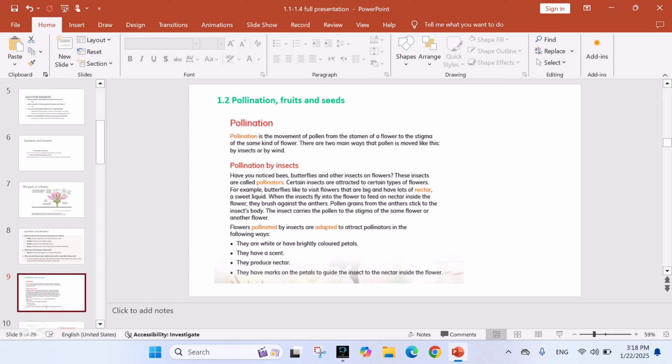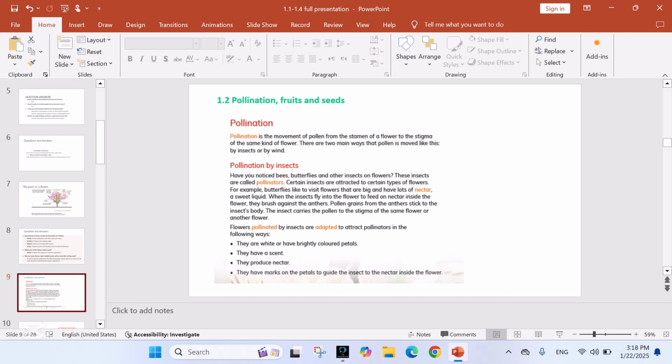When the insects fly into the flower to feed on nectar inside the flower, they brush against the anthers. Pollen grains from the anthers stick to the insect's body. The insect carries the pollen to the stigma of the same flower or another flower.